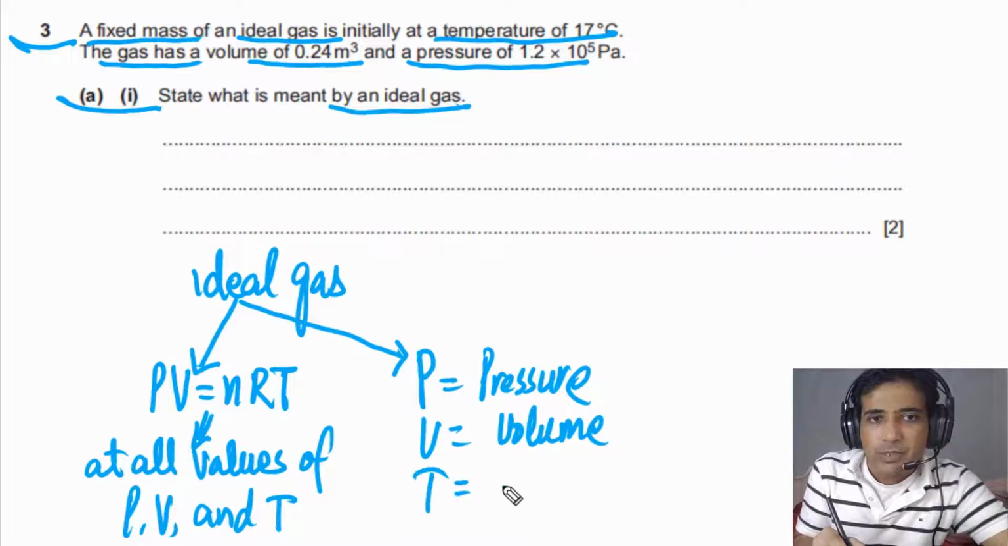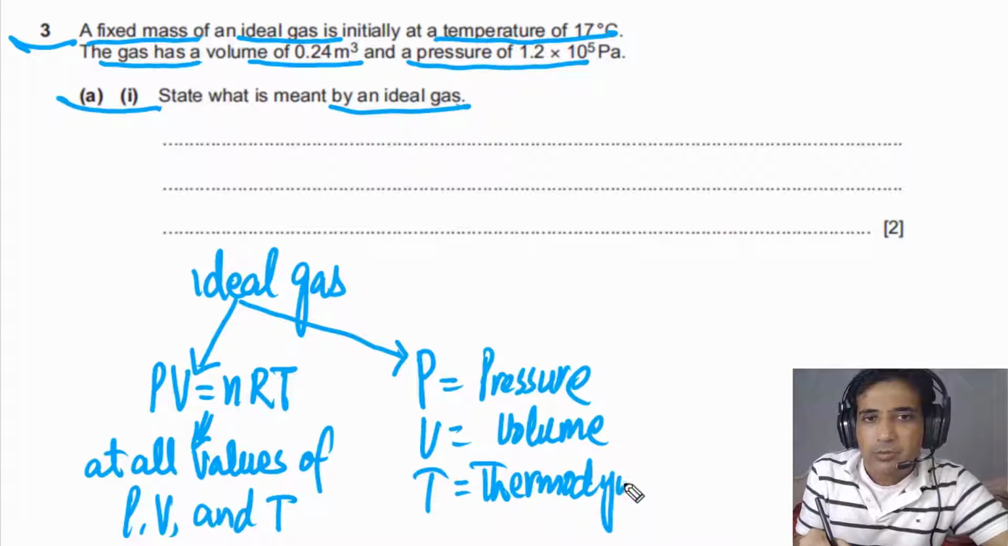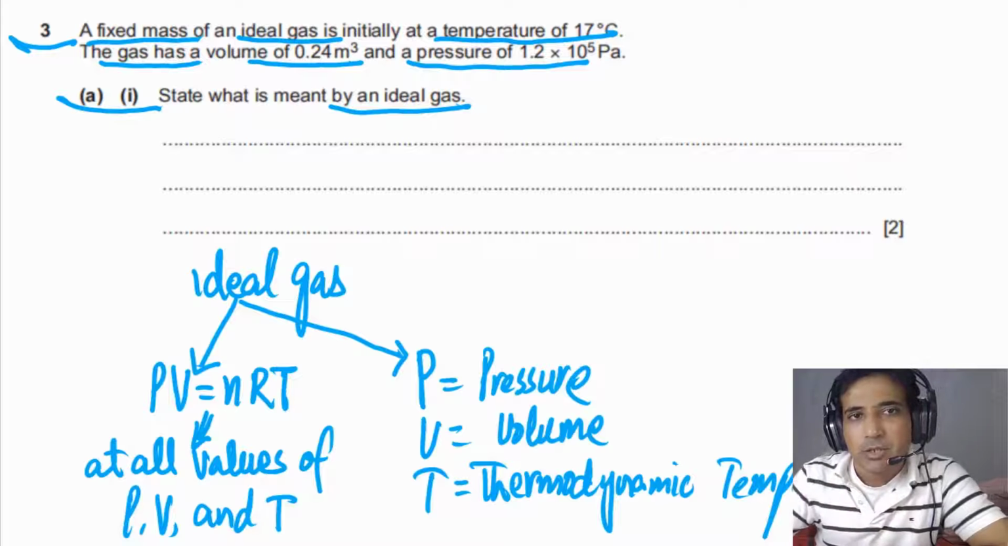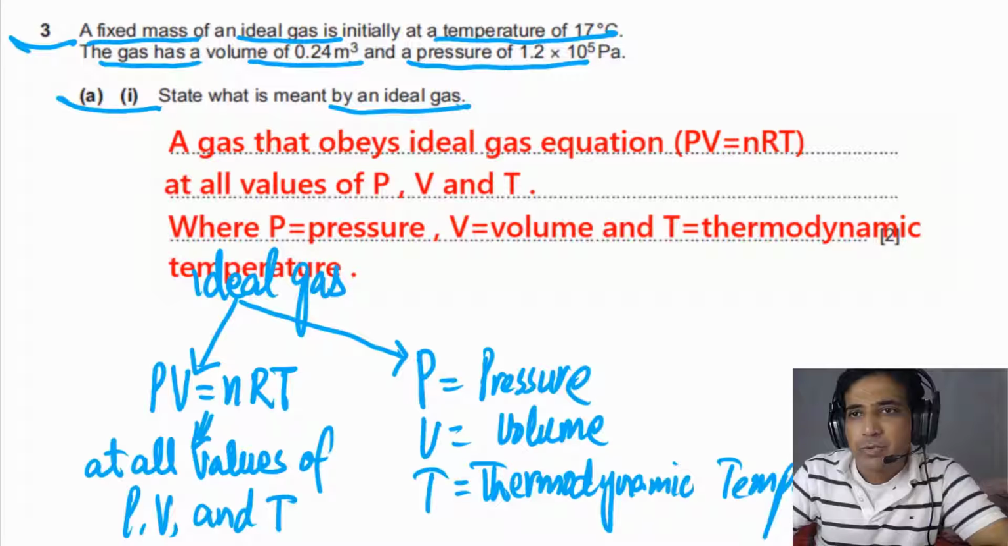So T you have to write down, this is thermodynamic temperature, means temperature in Kelvins. So if you write down these points, you will get 2 marks. Now let me show you how you can write down a proper answer. This is how you can write down your answer.